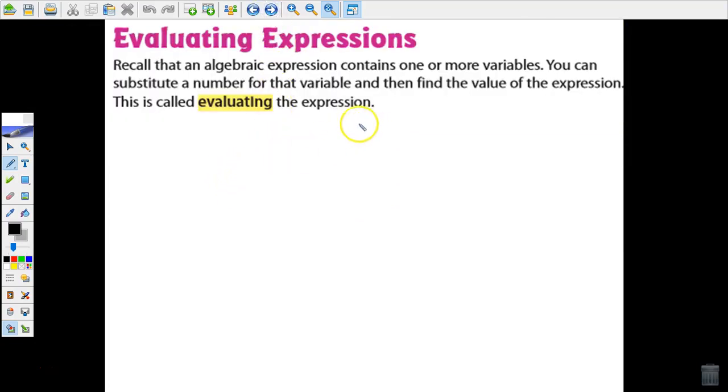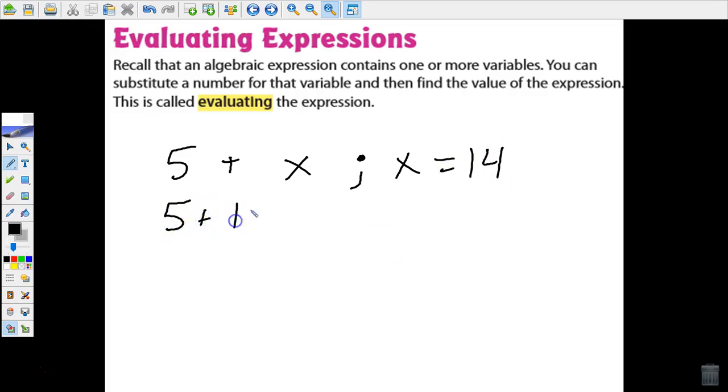So, evaluating expressions. Recall that an algebraic expression contains one or more variables. You can substitute a number for that variable and then find the value of the expression. This is called evaluating the expression. So what they're saying is you'll have a variable, you'll have 5 plus x. So this is your expression, and then they'll put a semicolon and say that x equals 14. And then I just sub it in. 5 plus 14 is 19. And then bingo bango, you're done.